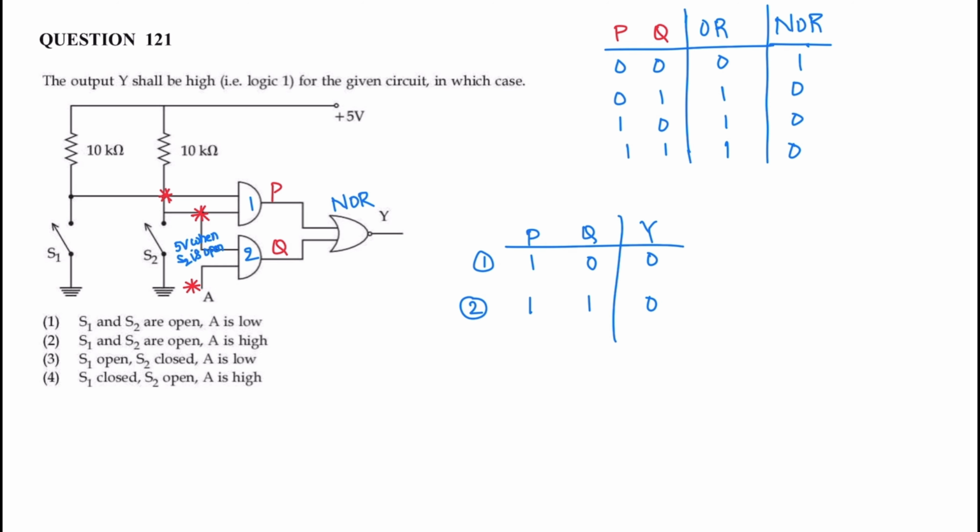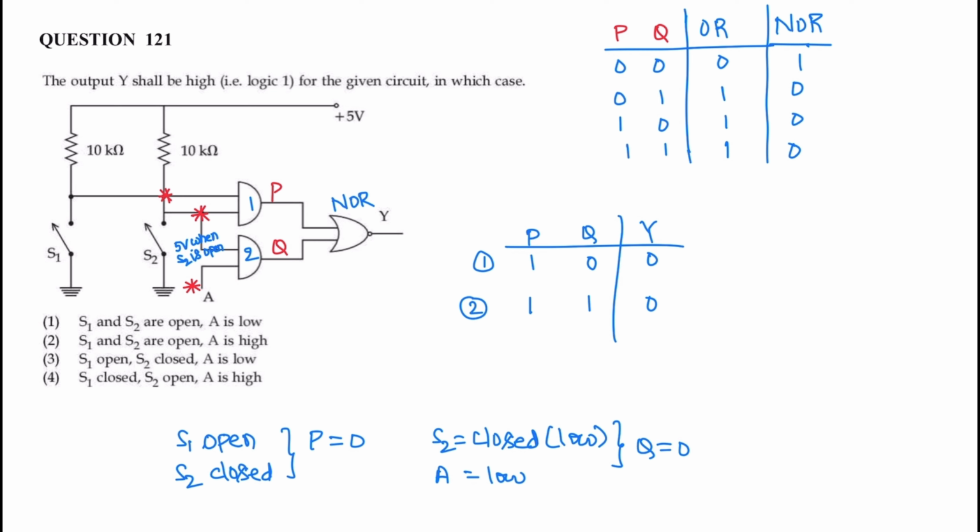Take option 3. S1 open, S2 closed. Therefore AND gate output for 1 0 is 0. Next A is low, S2 is closed, and the input connected to the second AND gate is also low. If switch S2 is closed, the input available is also low. Q is also 0. If P is 0 and Q is 0, the output Y is 1. If both are zeros, NOR output is 1. So correct option is 3. Similarly, option 4 is also wrong. Correct option is 3. Next question.